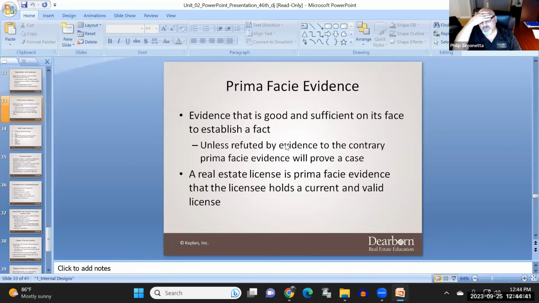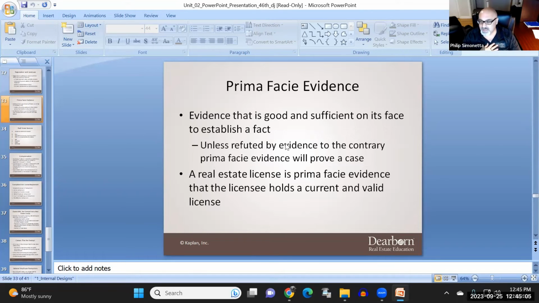Now, there's something called prima facie evidence. Prima facie evidence is evidence that is good and sufficient on its face to establish a fact, unless refuted by evidence to the contrary. Prima facie evidence will prove a case. So a real estate license is prima facie evidence that a licensee holds a current license.